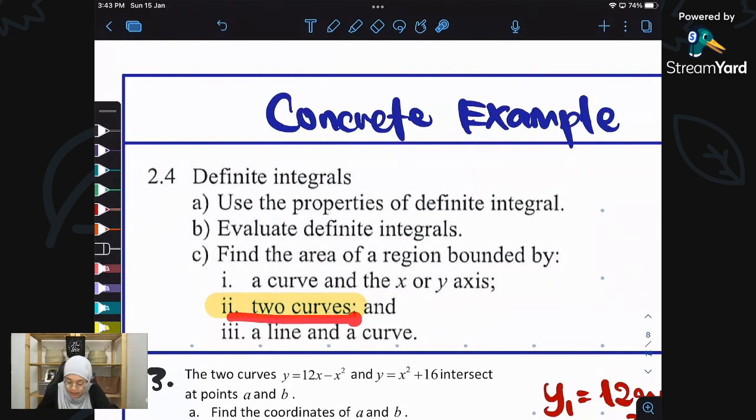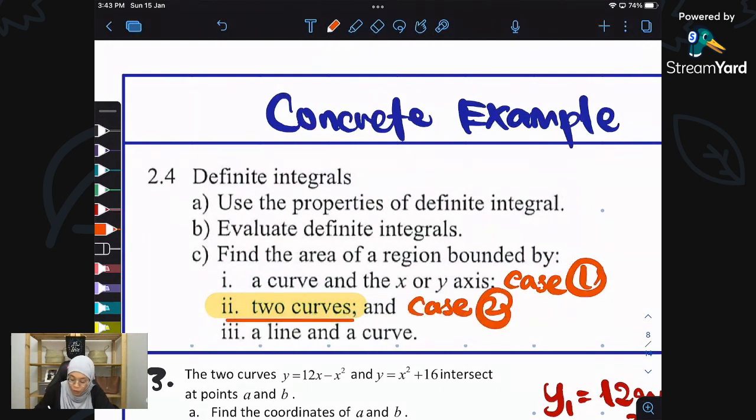Since the area of a region has three categories, I would like to categorize it into three cases. This one I will call case number one. This one here is our goal today, case number two, while here will be case number three. It will be much easier for me to teach you all, case by case. I hope you understand this better.